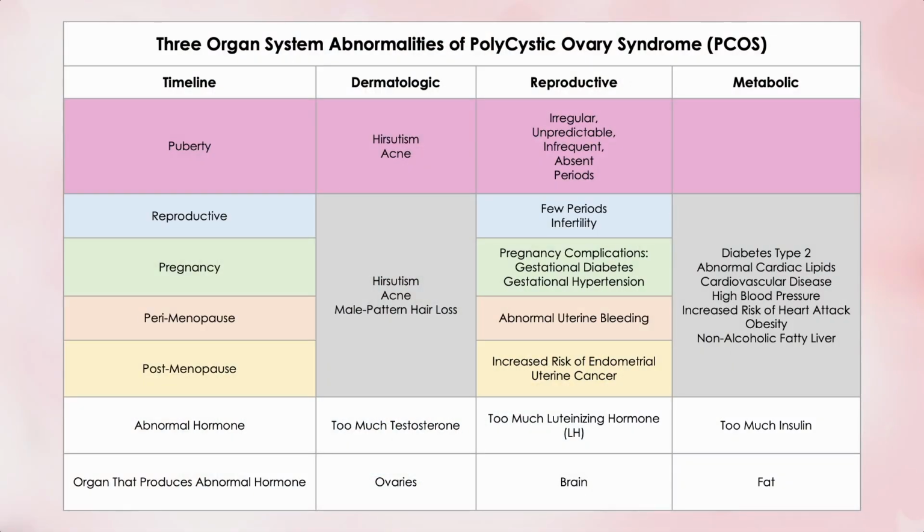Here's our chart showing you the 5 phases of your reproductive life in the first column. They're the colorful rows. And in the last 2 rows at the bottom, you see the abnormal hormones and responsible organs for each of the 3 organ system abnormalities of PCOS: dermatologic, reproductive, and metabolic. So let's just start at the beginning with puberty and progress from there.